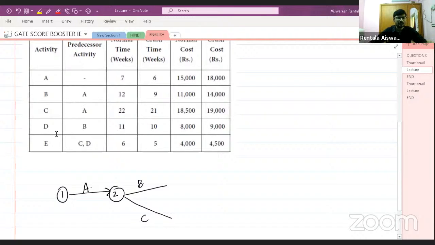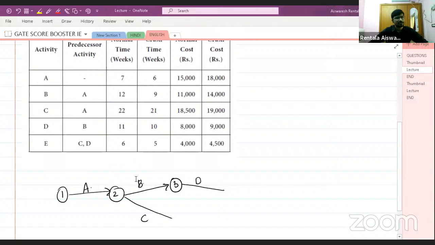Next you can see D has a predecessor of activity B. That means after completing activity B, you have to start activity D. So after completing activity B, I am starting activity D.